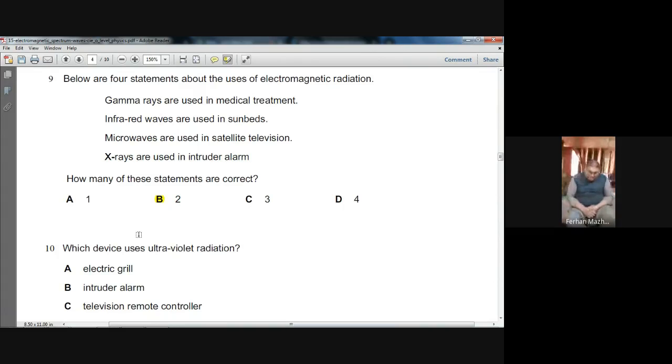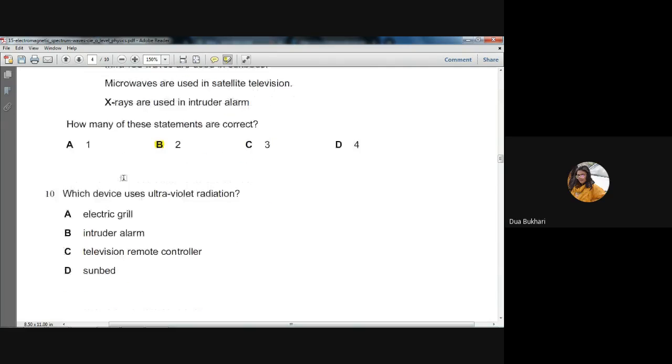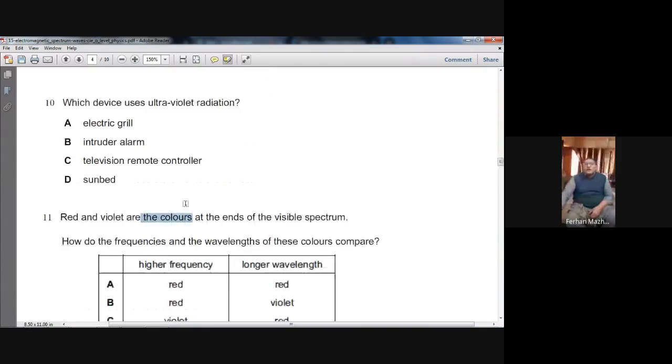Do you understand? Yes, sir. Okay. The next question on your screen: which device uses ultraviolet radiation? Ultraviolet radiation is used in the sunbeds. So it's simple. So D is the right answer.